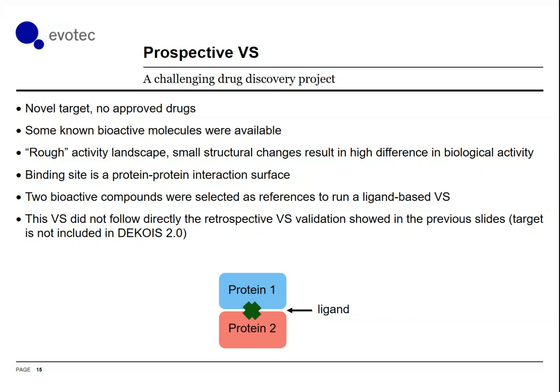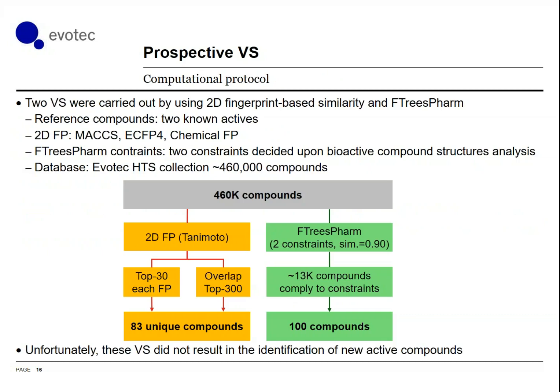And it is also to be noted that this application is not a direct follow-up of the previous retrospective virtual screening. In fact, they were carried out in two separate instances, and this target is actually not even included in the dataset used for the retrospective virtual screening. However, we can still have a look at the results obtained here to get more feeling of how FTrees works and compare those to the fingerprints.